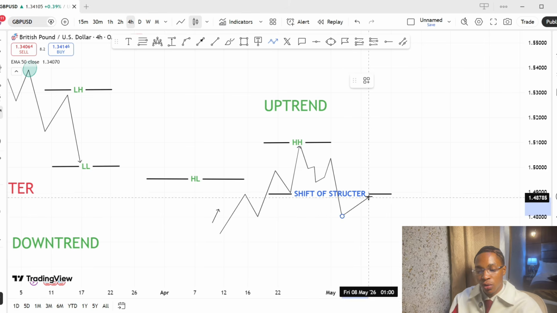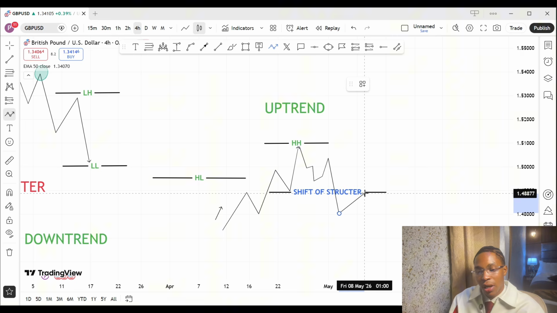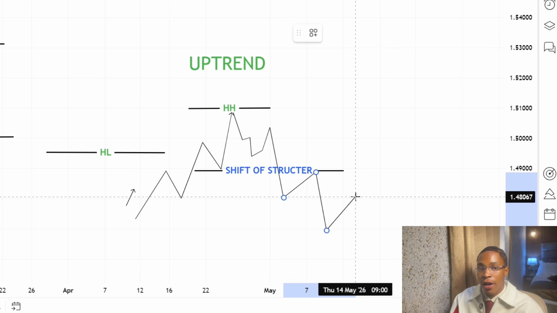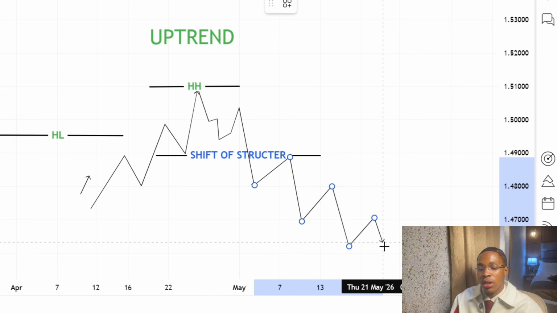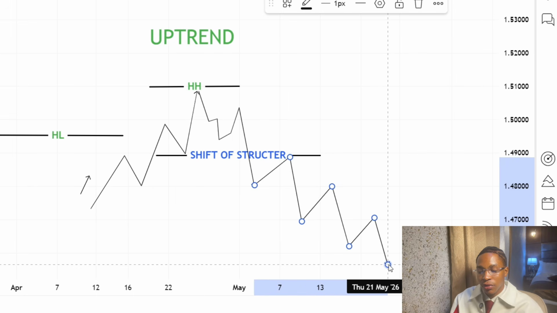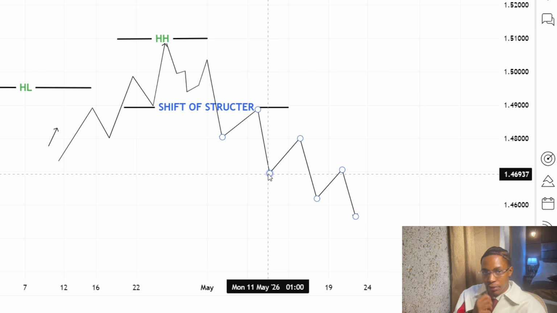So this is how it will look after that. We'll create a lower high, we'll create a lower low, we will create a lower high, we'll create a lower low, we will create a lower high, and then we will create a lower low. Is that easy to understand? If it is easy to understand, just put W's right in the comment section.